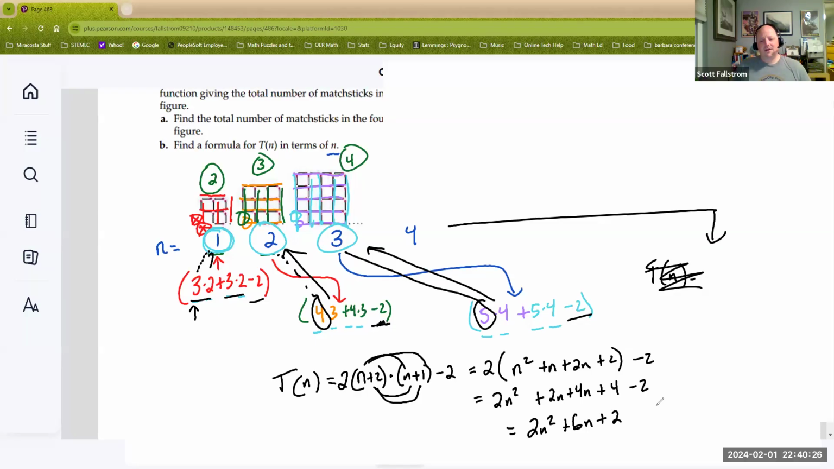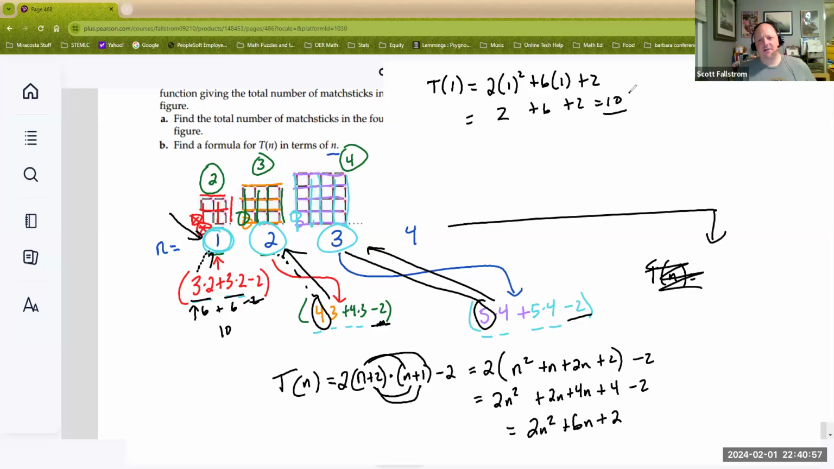There you go. So now what does that do for you, right? You have now created an explicit formula. You want to go back and try it out. Let's go back and try it out. T of 1. That's the first one. Now I should get 3 times 2, which is 6, plus 3 times 2, which is 6, minus 2. So I should get the number 10. Let's check it. 2 times 1 squared plus 6 times 1 plus 2. And so that gives me 2 plus 6 plus 2, which is 10. It works. Try the second one.